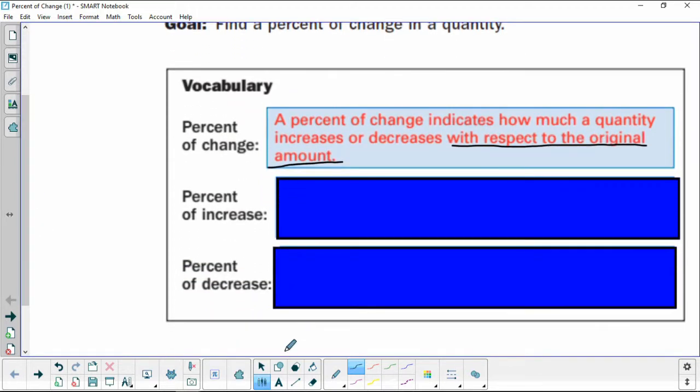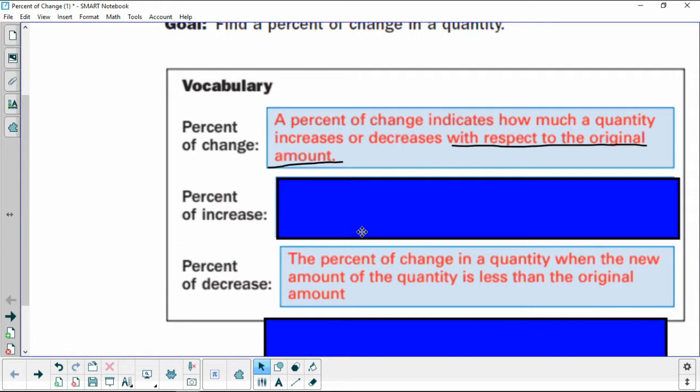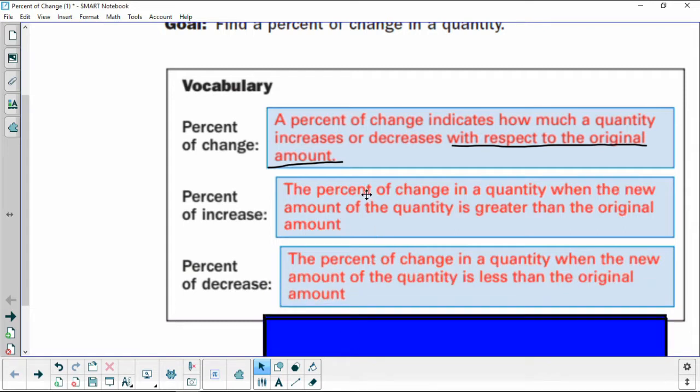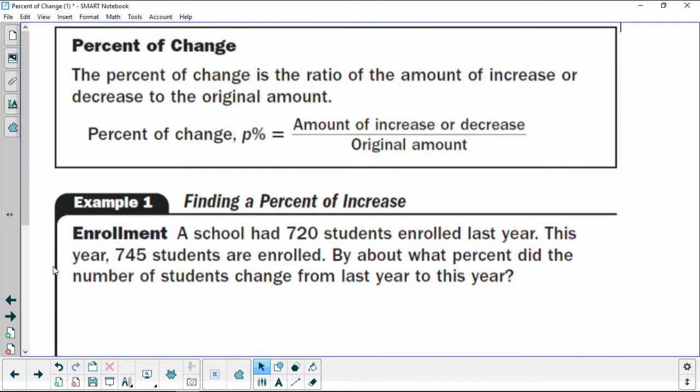So, easiest definitions ever here. Percent of decrease is the change when the new amount is less than the original, and percent of increase is the percent of change when the new amount is greater than the original. Easy. So there's a formula for that. It's the ratio of the amount of increase or decrease to the original amount.